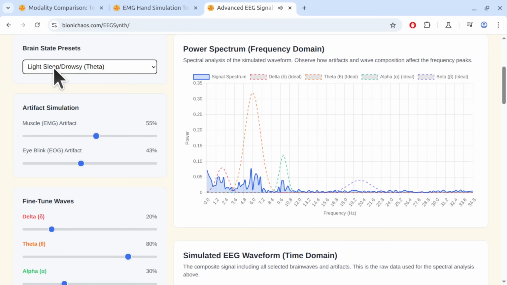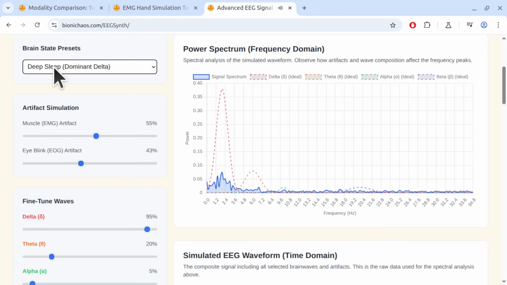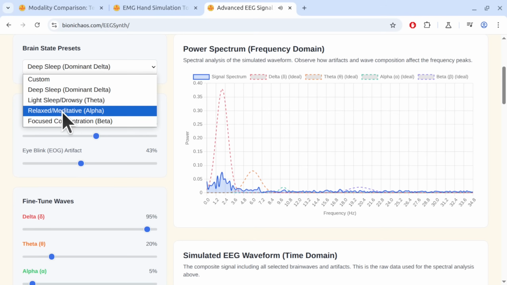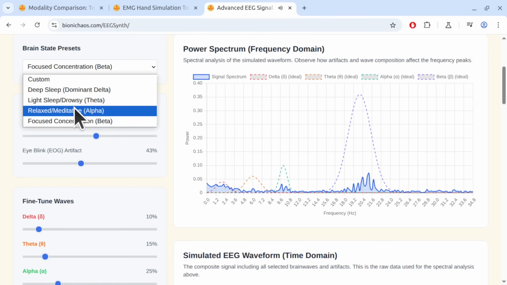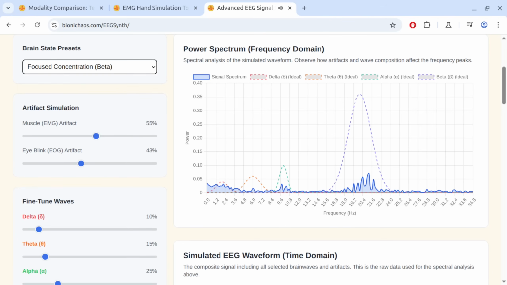On that control side, there are a few key sections that really help illustrate how we characterize brain signals. First, brain state presets. Presets, like pre-configured settings? Exactly. And this is super helpful because, as the source notes, different mental states tend to correlate with different patterns of brainwaves. Right, like being relaxed versus focused. Precisely. So you might select relaxed meditative, and the simulator automatically boosts the alpha wave amplitude, that's typically strong, around 8 to 12 hertz when you're relaxed but awake. It's a quick way to see a representative signal for a known state.